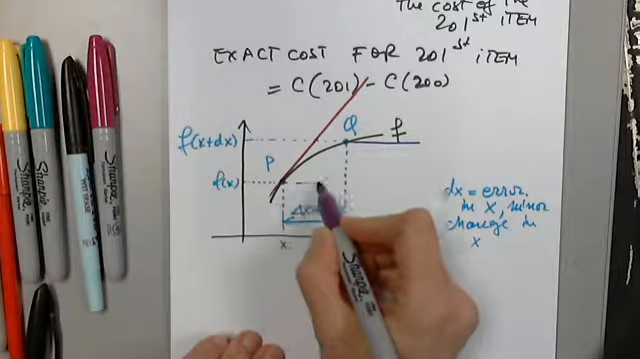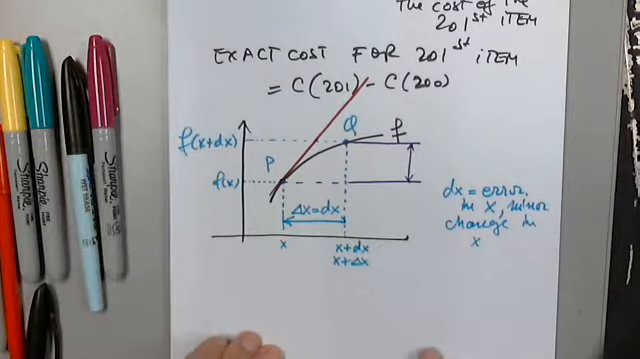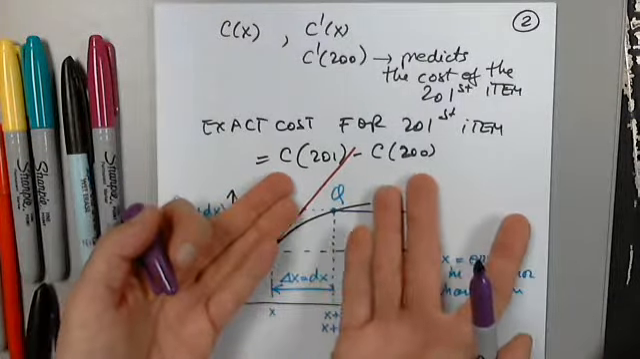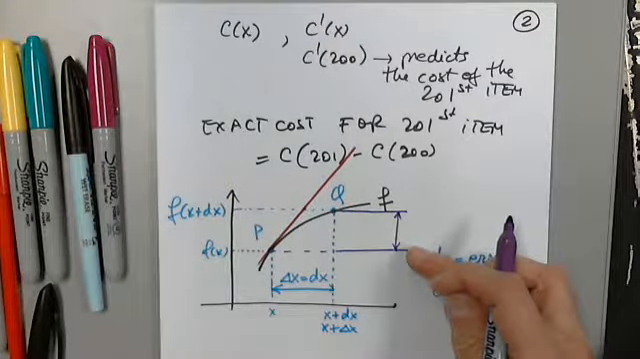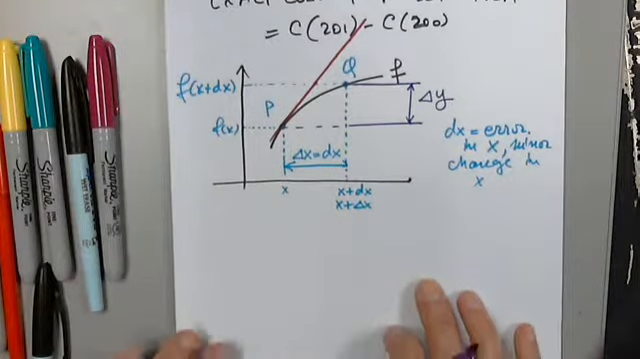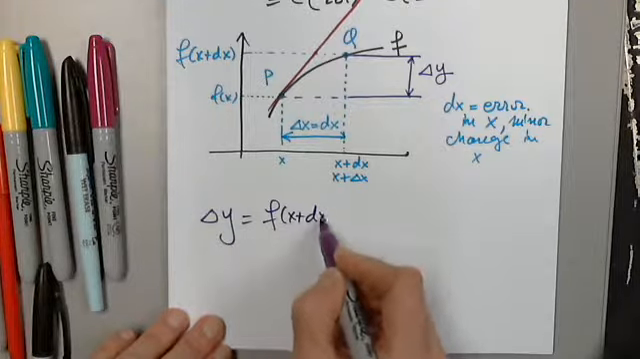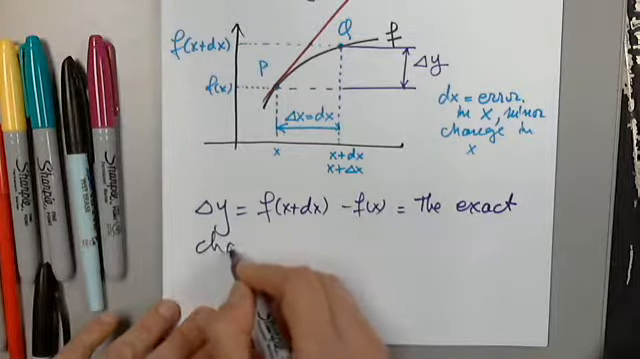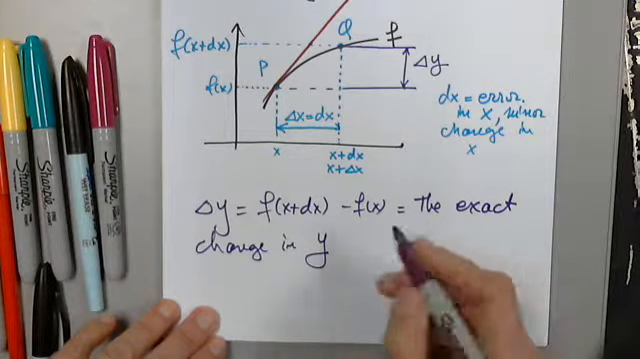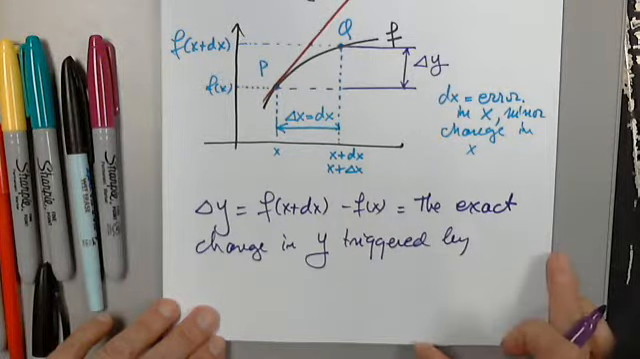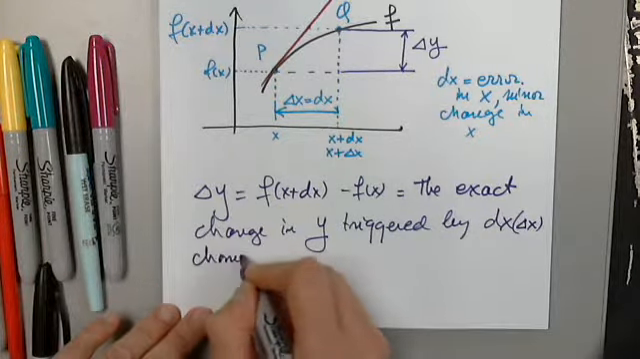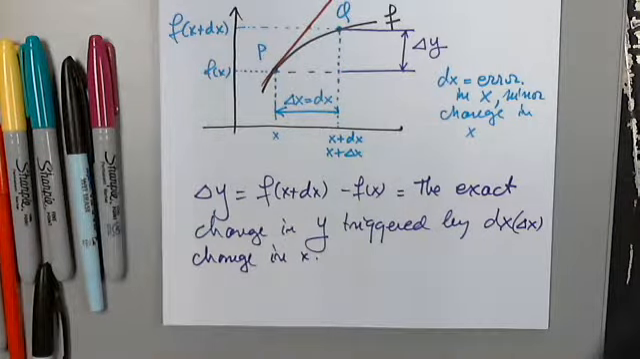So what is this difference? F of x plus dx minus f of x. Awesome. This is exactly like C of 201 minus C of 200. For a minor change in x, this would have been C of 201 minus C of 200, correct? This is called delta y, and it equals exactly f of x plus dx minus f of x, and it is the exact change in y, or the function, triggered by, of course, dx or delta x, change in x. This is delta y. Okay, perfect.